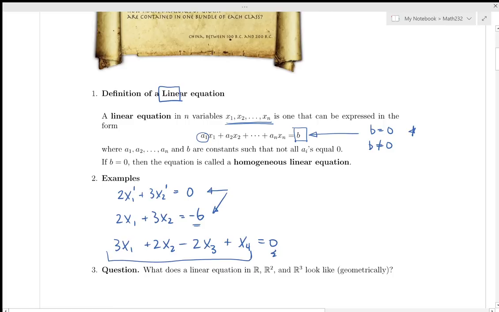Sometimes in the past you have seen these written this way, 2x plus 3y equals 0, and we would typically represent that with the x-axis and the y-axis. It's exactly the same as if we were to do 2x1 plus 3x2 equals 0, calling this x1 and this x2. It's just that when we have two variables, we often say x and y.